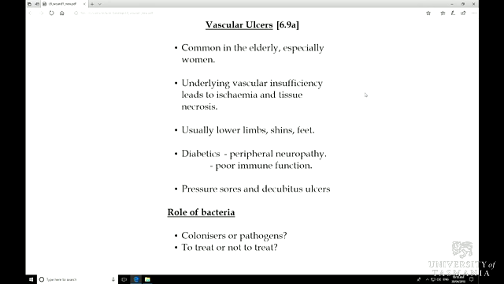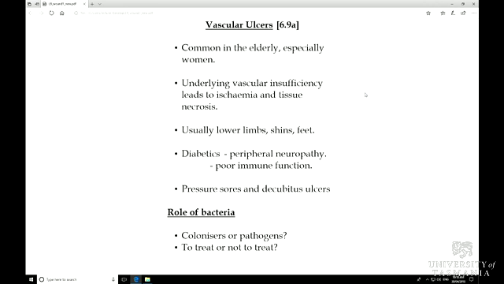Now, it's more common if you're diabetic with poor immune function, because not only do you have more risk, you've got less sensation, more neuropathy, therefore greater risk of infection. The problem with these things is the wound itself is not caused by the organism. The wound is caused by the vascular insufficiency.